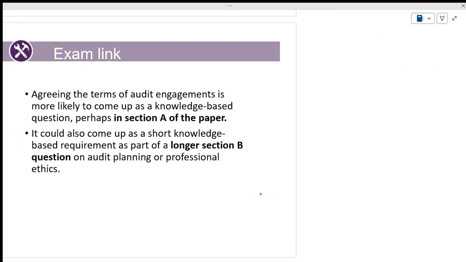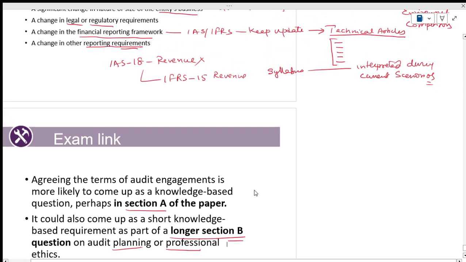Agreeing the terms of audit engagement is more likely to come in Section A, and short knowledge-based questions on the requirements with respect to planning and professional ethics will be in Section B. Are you clear about this?